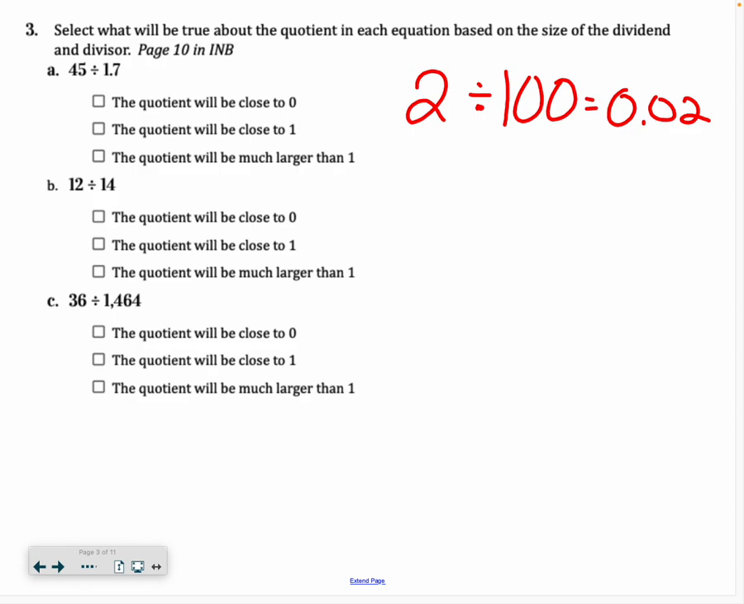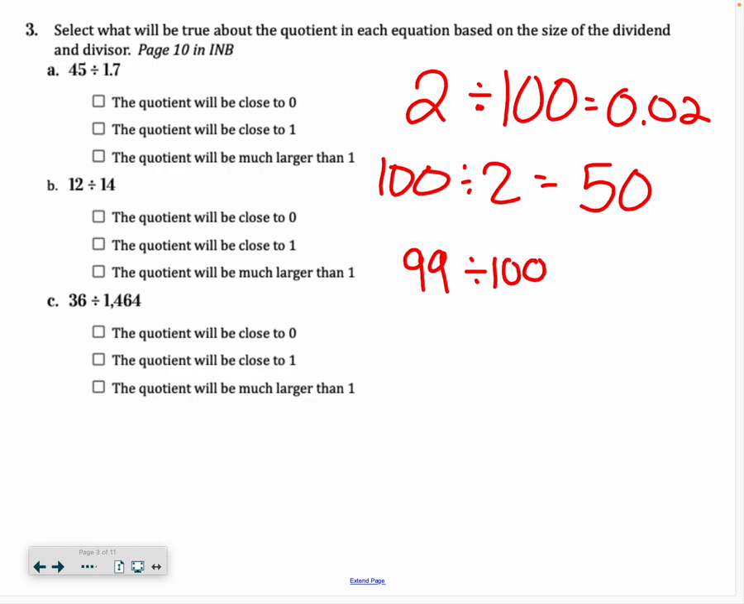In order for one of them to be much larger than 1, our dividend and divisor from the first example would have to almost be flipped. So a very large number, like 100, divided by 2, is going to give us a quotient of 50, which is much larger than 1. For a quotient to be close to 1, your dividend and divisor are going to be about the same size. So 99 divided by 100 is 99/100ths, and that number is very close to 1.